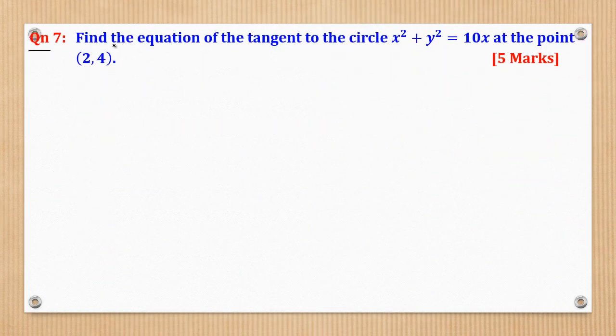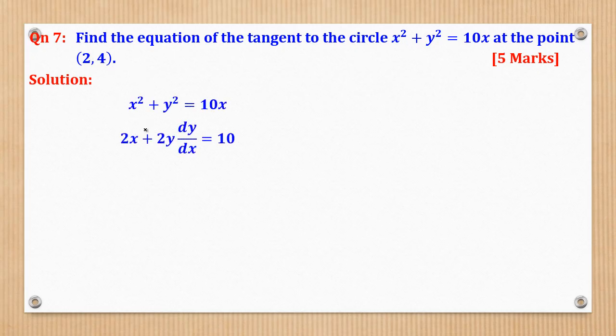Question 7 says, find the equation of the tangent to the circle this at the point this. So this is the circle. We shall differentiate implicitly. So differentiating x squared gives you 2x. Differentiating y squared gives you 2y dy/dx. Differentiating 10x gives you 10.